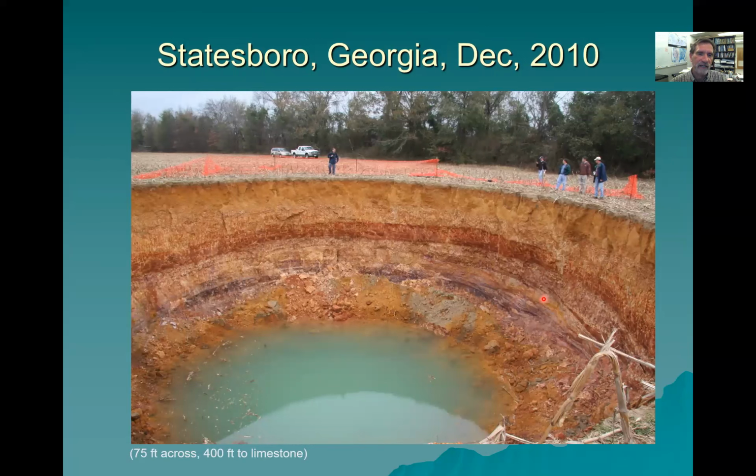To give you an idea of what one of these collapse features may look like, here's a feature that we investigated that opened up in 2010. This is in Statesboro, 70 miles from the coast. Here the collapse started in the Upper Floridan aquifer and then propagated upwards through 400 feet of clastic materials to reach the surface. We believe that this type of mechanism is one of the primary ways in which groundwater discharged from the Floridan to the surface along the coast.